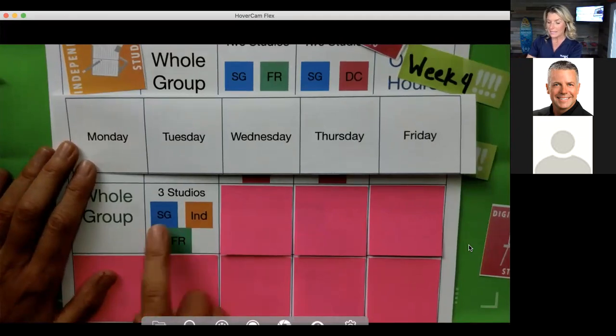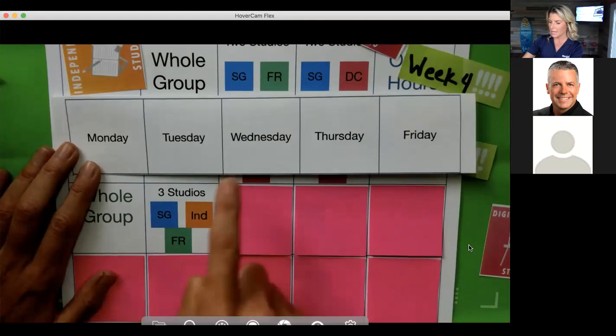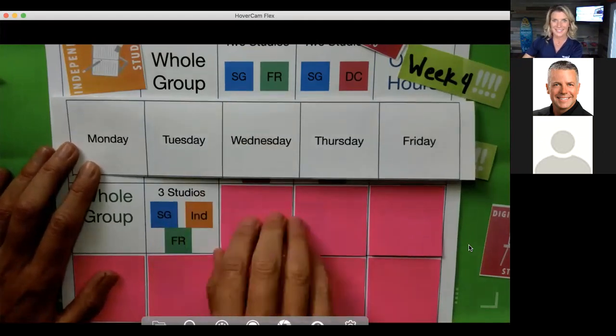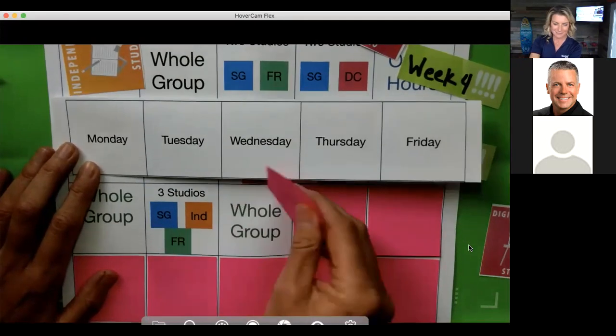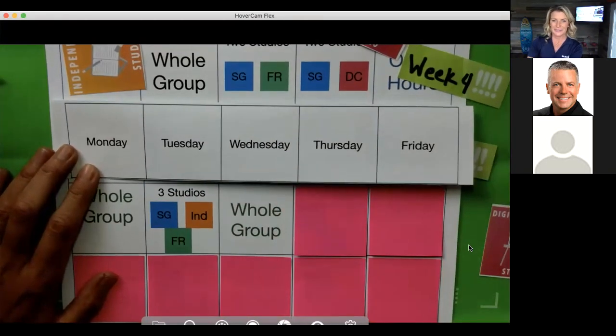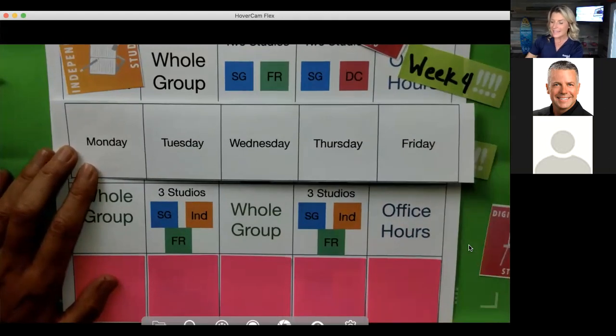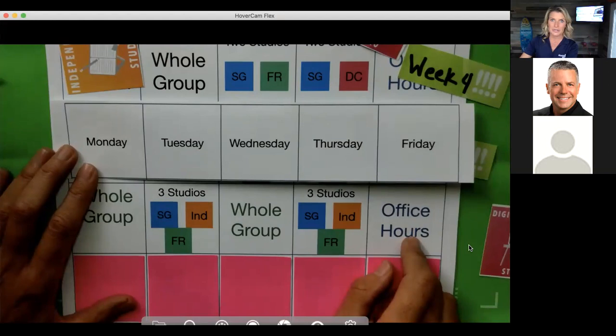So we're doing these things again. Do you notice every single time there's small group, small group, small group? Remember, you're the most important part. We want to make sure you're still teaching those little guys. All right, the whole group, we're going to be doing 3 again, and then we have your office hours.